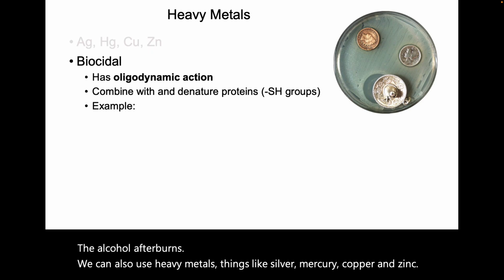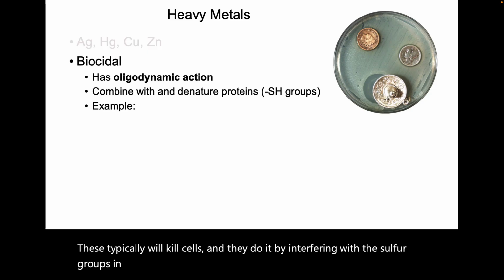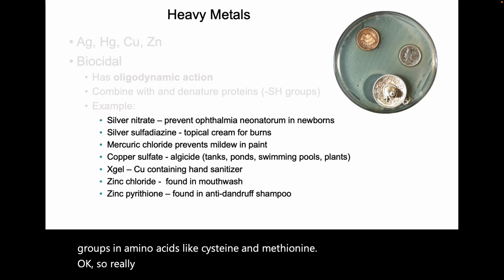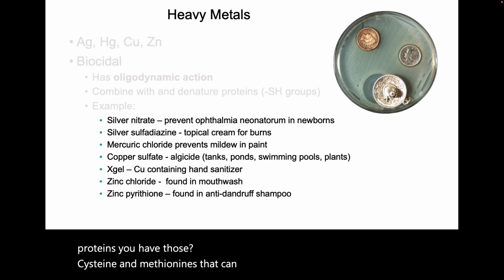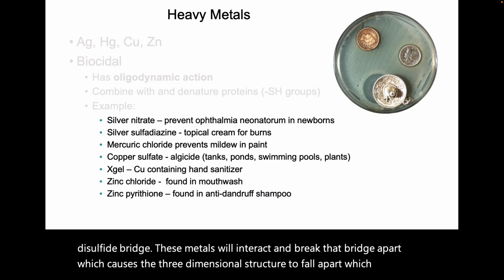These typically will kill cells, and they do it by interfering with the sulfur groups in amino acids like cysteine and methionine. Really commonly in tertiary and even quaternary structure of proteins, you have those cysteine and methionines that can form covalent bonds. They call it a disulfide bridge. These metals will interact and break that bridge apart, which causes the three-dimensional structure to fall apart, which causes the protein to no longer work.